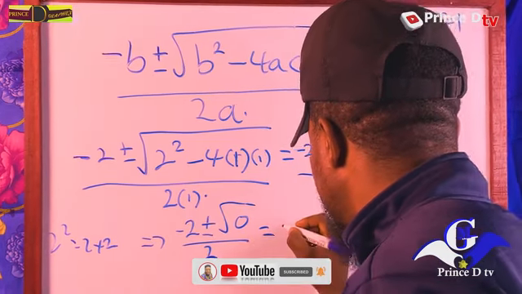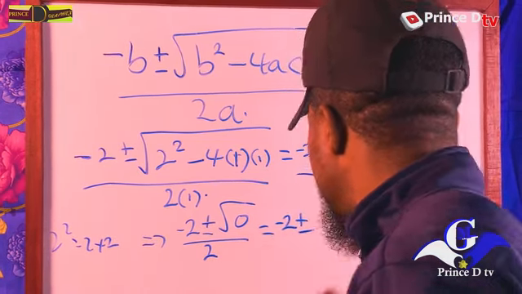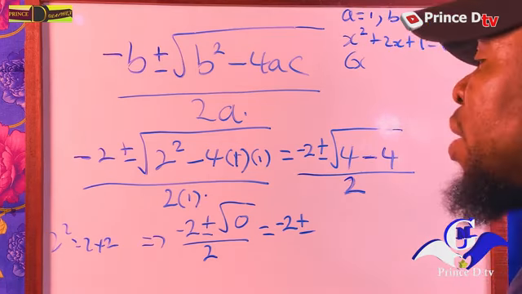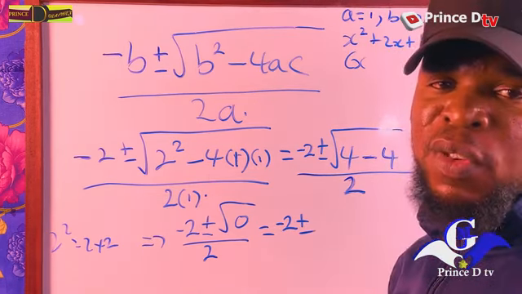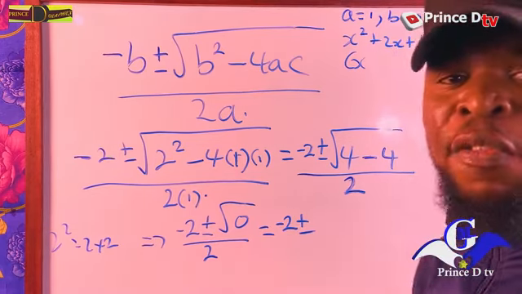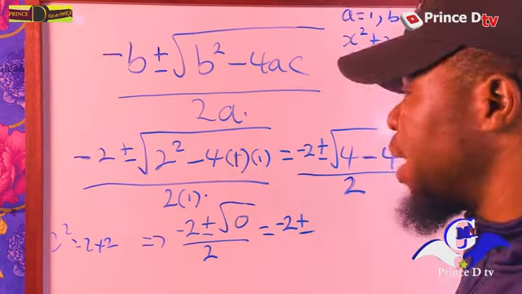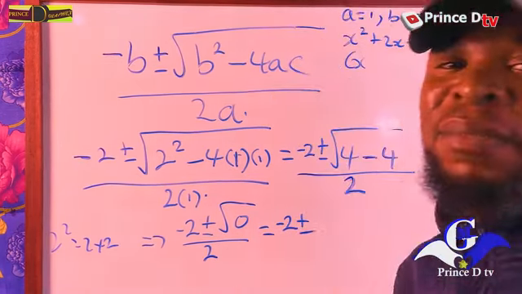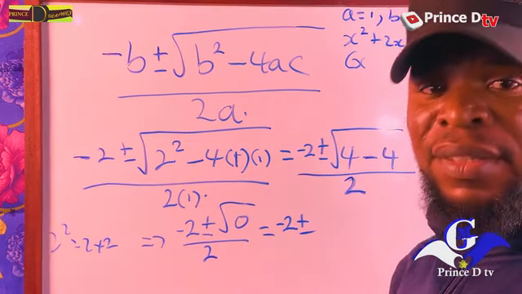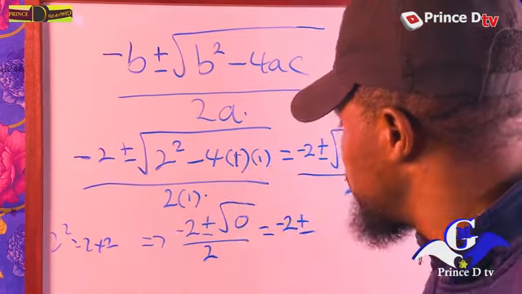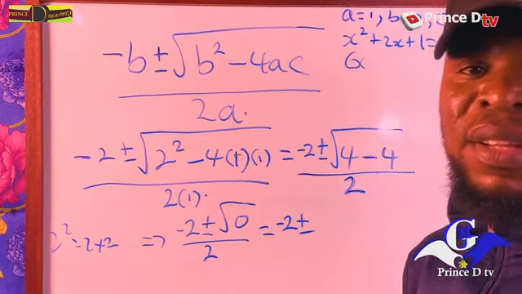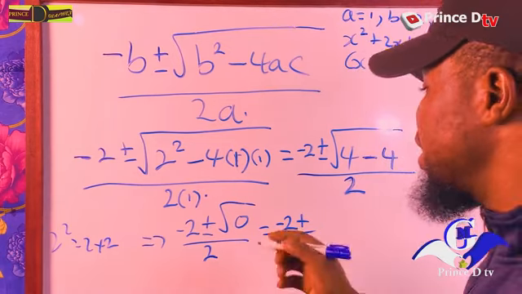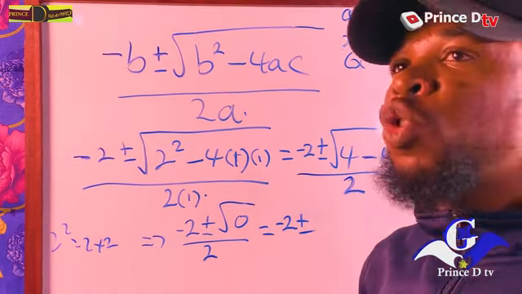This brings us to minus 2 plus or minus. Now, what's the square root of 0? The square root of 0 is 0. So let's say, for example, we had 4 under the square root sign. The square root of 4 is 2. Now, let's say we had 9 under the square root sign. The square root of 9 is 3. Let's say we had 25. The square root of 25 is 5. So that's how we take care of the square root sign.